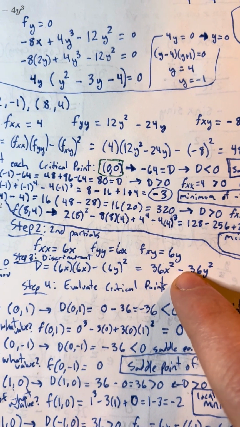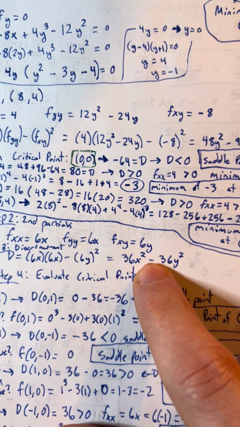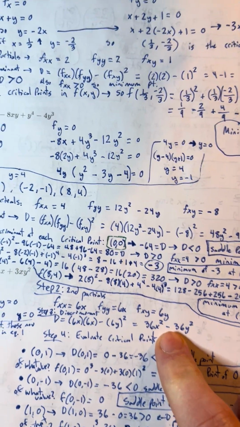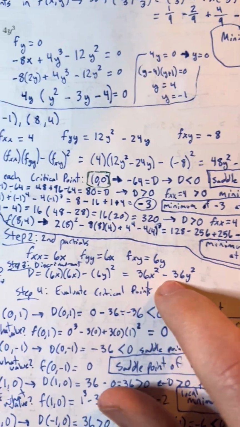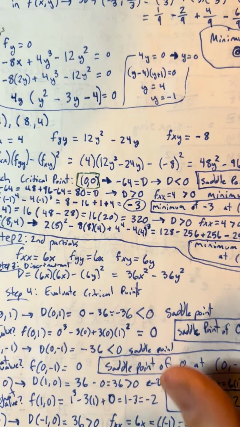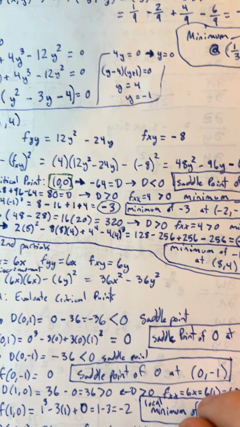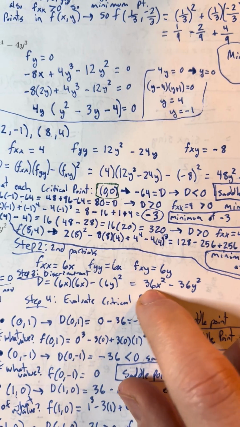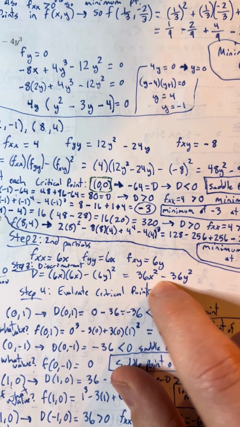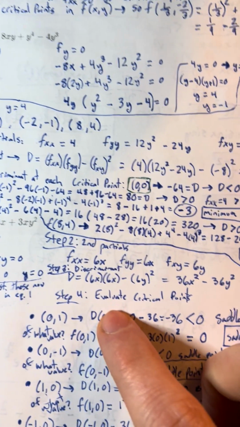In other problems, you might just get a number, which is great, because when you're testing, you're seeing, well, is D greater than 0? If it is, then it's going to either be a maximum or minimum. If it's less than 0, then you're going to have a saddle point. But unfortunately, we can't figure that out right away. And so we have to evaluate the critical points.